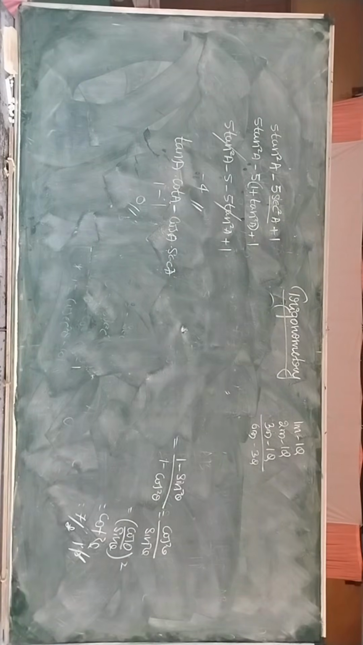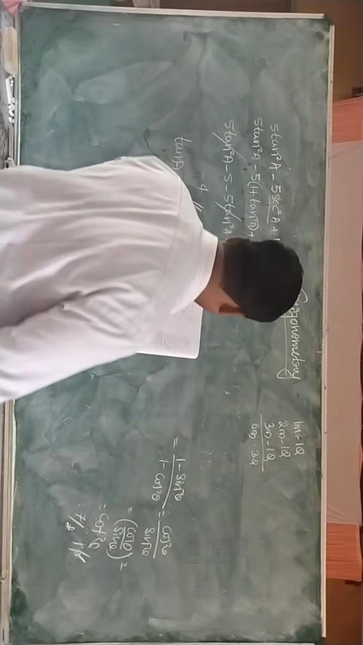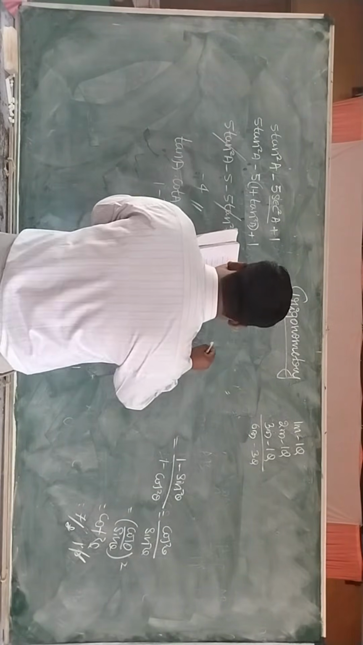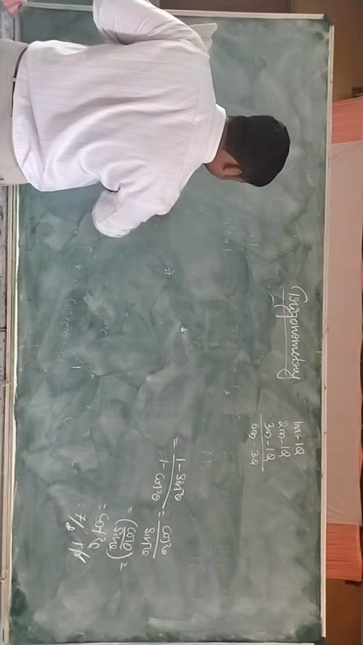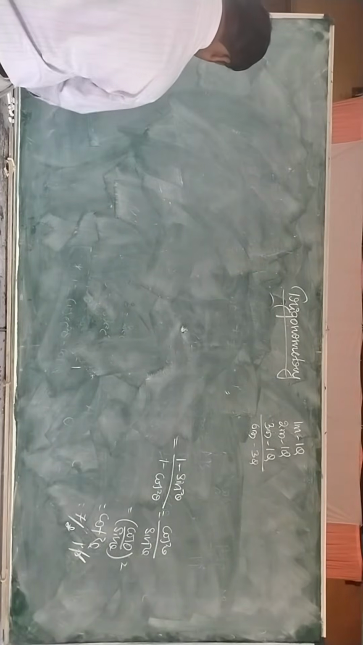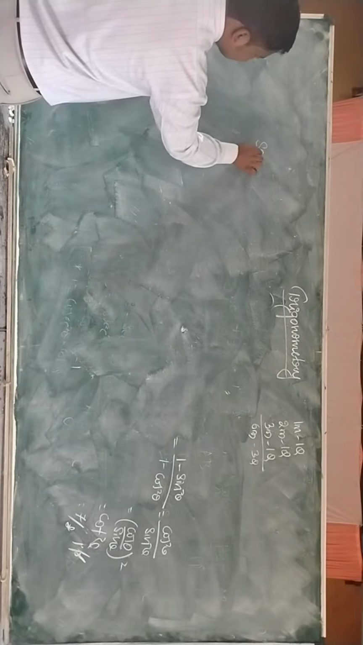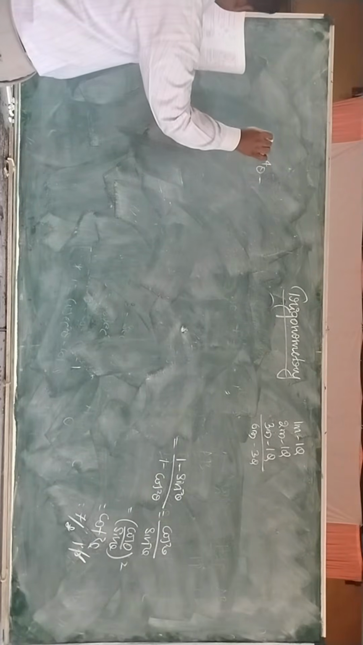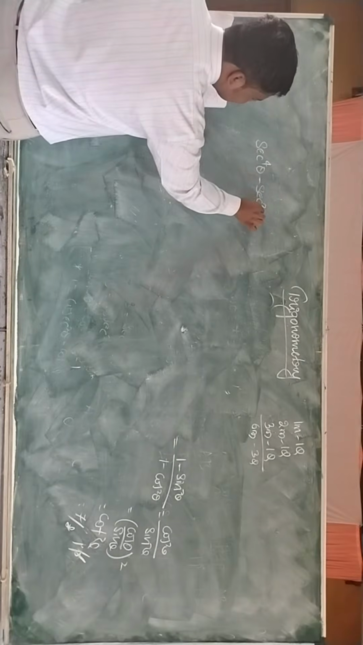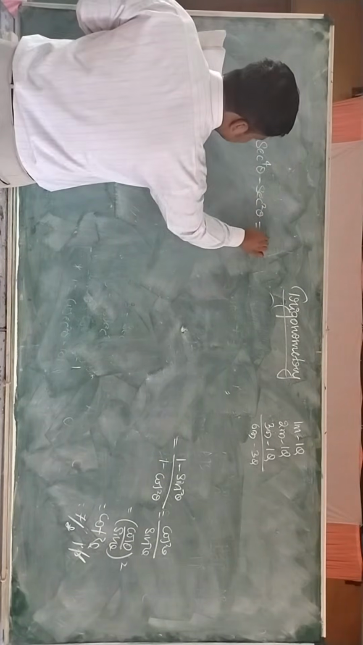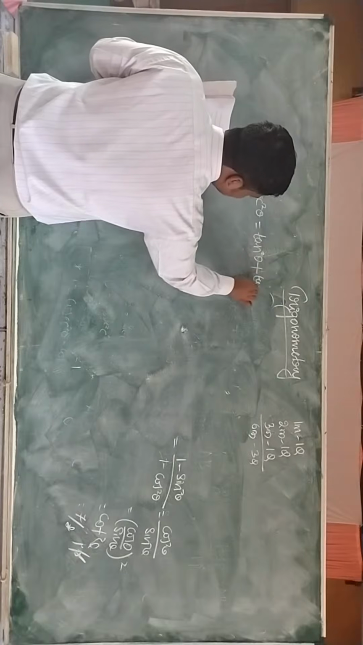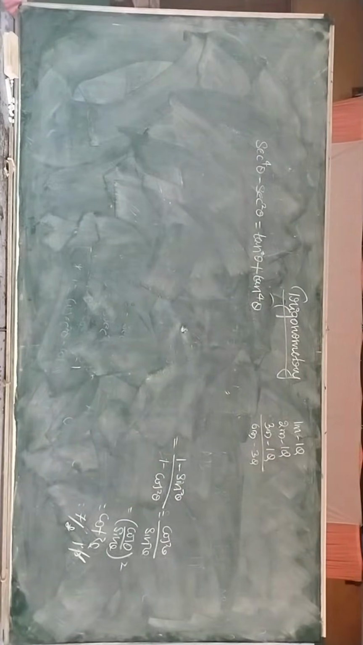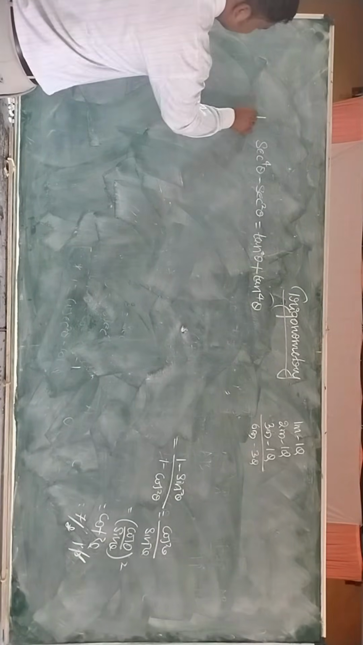Show that sec to the power 4 theta minus sec square theta is equal to tan square theta plus tan to the power 4 theta. Prove this one.